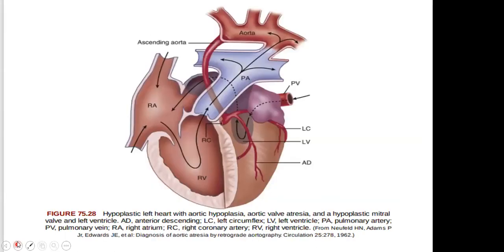Okay, so this is just a picture of a hypoplastic left heart syndrome. So this is the left side of the heart. Basically, blood gets into the right atrium. Then from the right atrium, it goes through the tricuspid valve into the right ventricle, into the pulmonary artery. From the pulmonary artery, it then gets into the lungs, and then into the pulmonary vein. From the pulmonary vein, it takes it now into the left side of the heart.